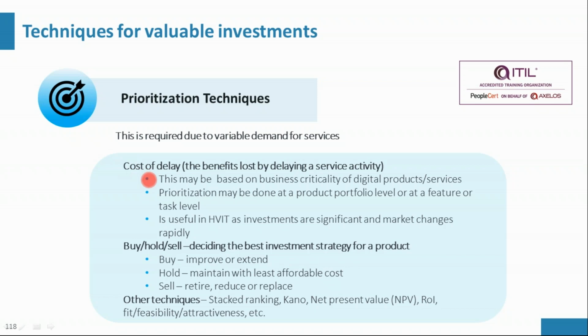This may be based on business criticality of digital products and services. Prioritization may be done at a product portfolio level or at a feature level or a task level. It need not be for an overall service. It can be for a specific feature also. The cost of delay for feature number one versus feature number two. Which feature is more important from a benefit perspective to be done first? It's useful in HVIT as investments are significant and market changes rapidly.